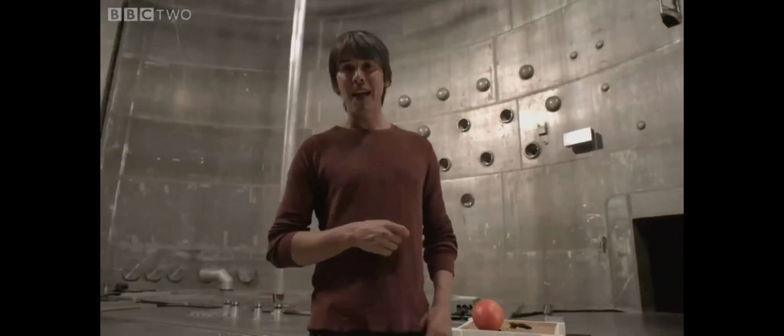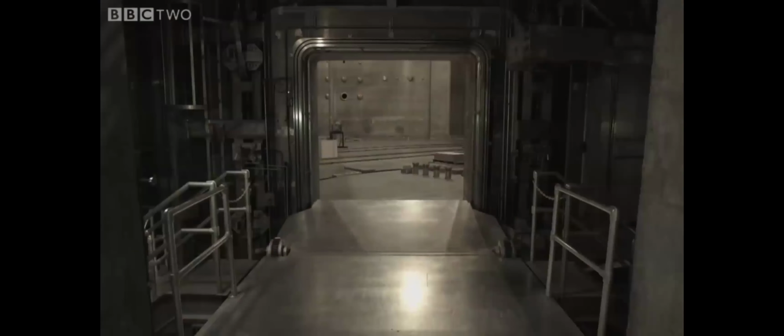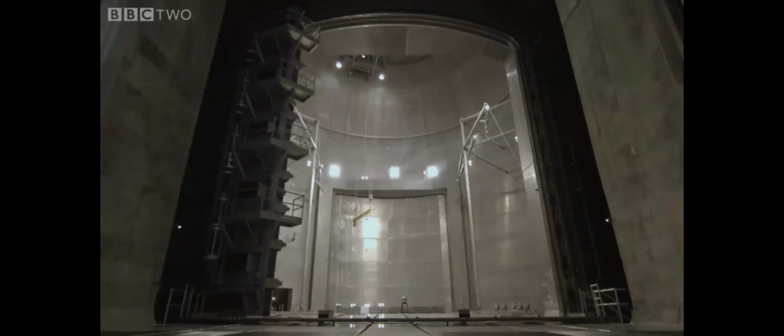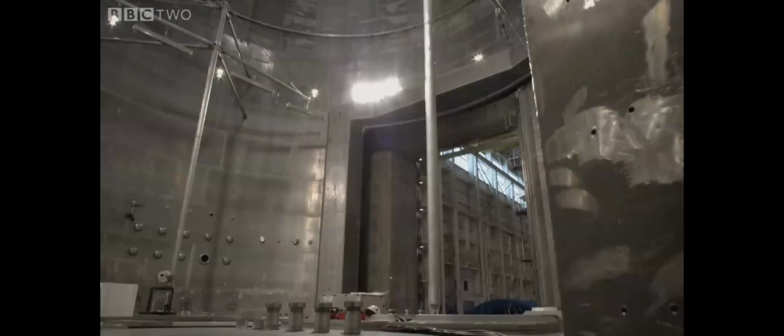So in order to see the true nature of gravity, we have to remove the air. So you seal it up and pump all the air out. This takes time, and the walls have to be really thick. The atmosphere would literally crush the whole thing.